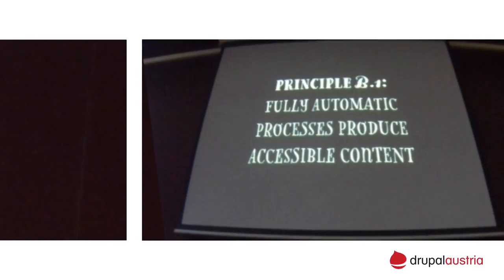B1, principle B1, is fully automatic processes produce accessible content. So when the content writer is doing nothing, it should stay accessible. That means if there's a heading field, what comes out in the front end is actually a heading. It sounds pretty basic, but I've seen that done wrong so often. Also, accessibility features that the author puts into the code stay in there. For example, if there's an alternative text and the CMS editor can specify that, this actually is conveyed and is on the front end as well, because it's quite important that this is done and not just discarded along the way.